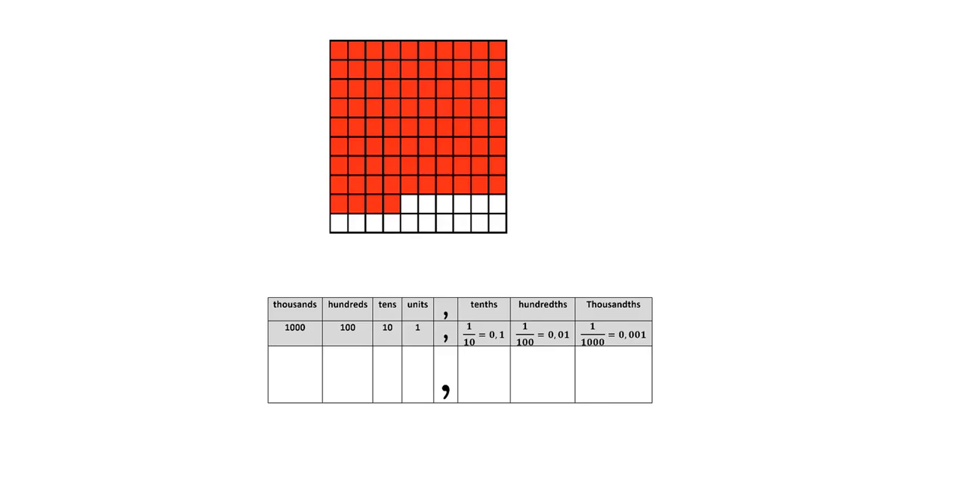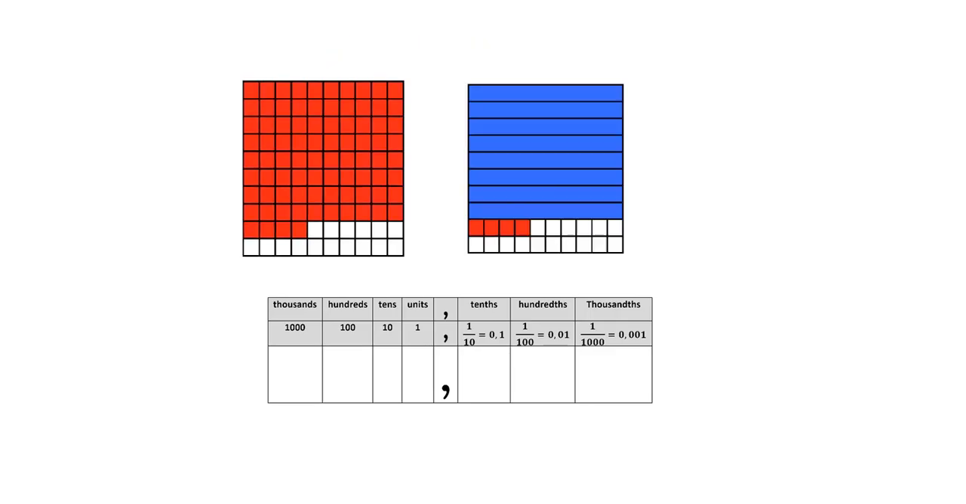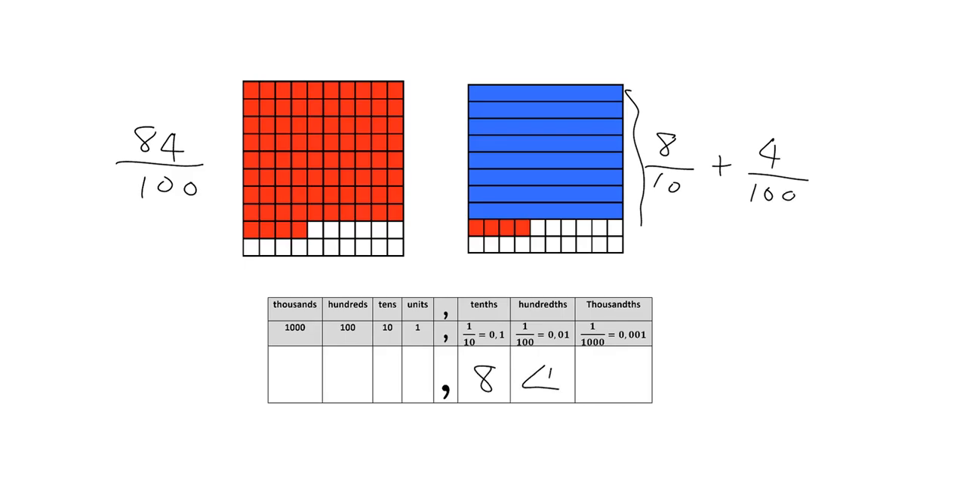Okay, quickly write this one for me into a place value table in your homework books. Pause the video and do it now. Hopefully you immediately saw that what you've got here is 84/100. And just as we saw previously, that's the same as 8/10, this blue bit, plus 4 little hundredths. And so 84/100 will just be 0,84.